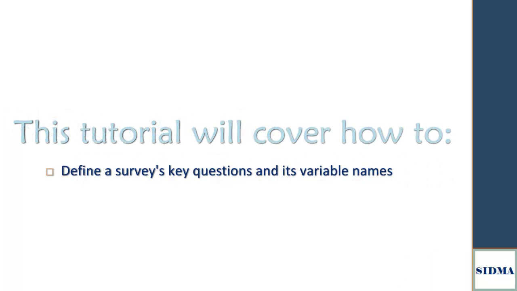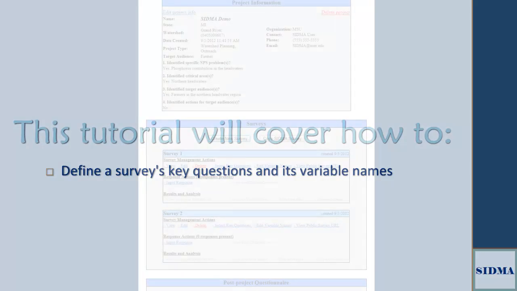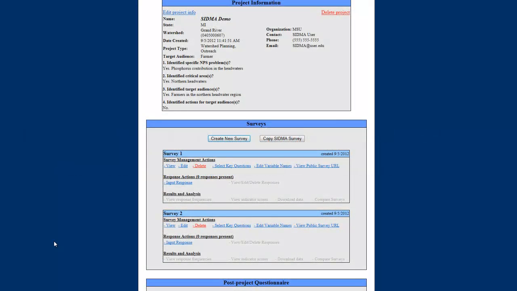In this tutorial, you'll learn how to define a survey's key questions and its variable names. Defining the key questions on a survey is necessary in order to calculate scores for social indicators, such as attitudes, awareness, and behavior. Variable names are important if you download SIDMA survey response data for analysis offline, which will be covered in another tutorial. We've already logged into SIDMA and accessed our projects page.